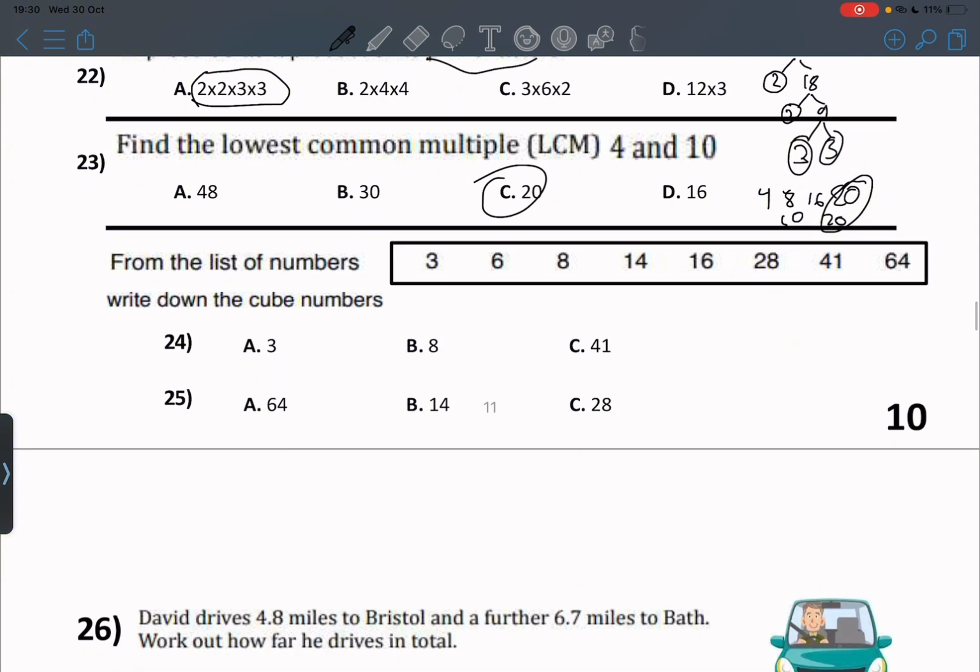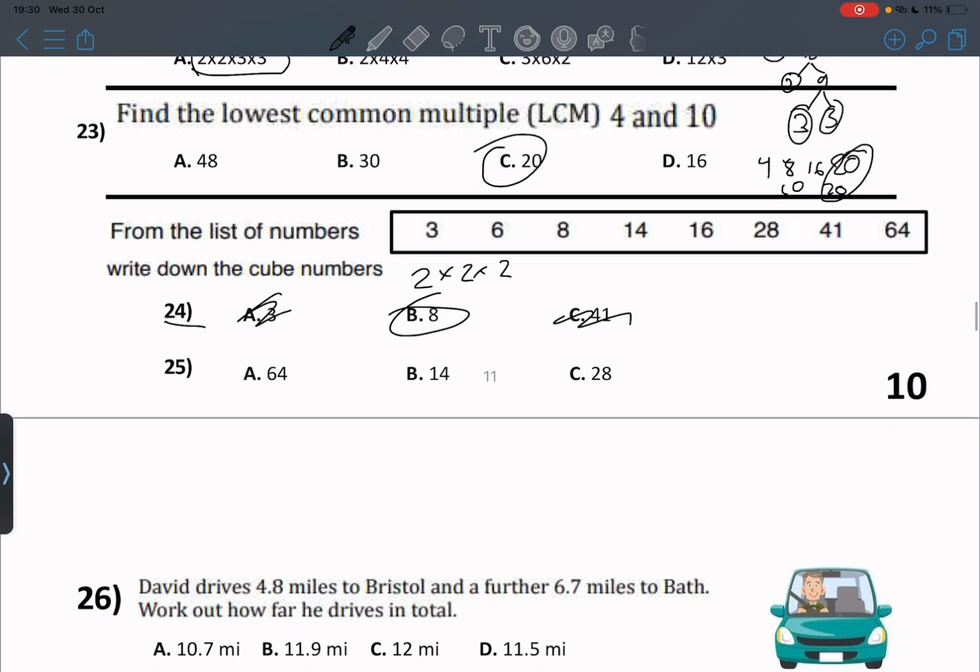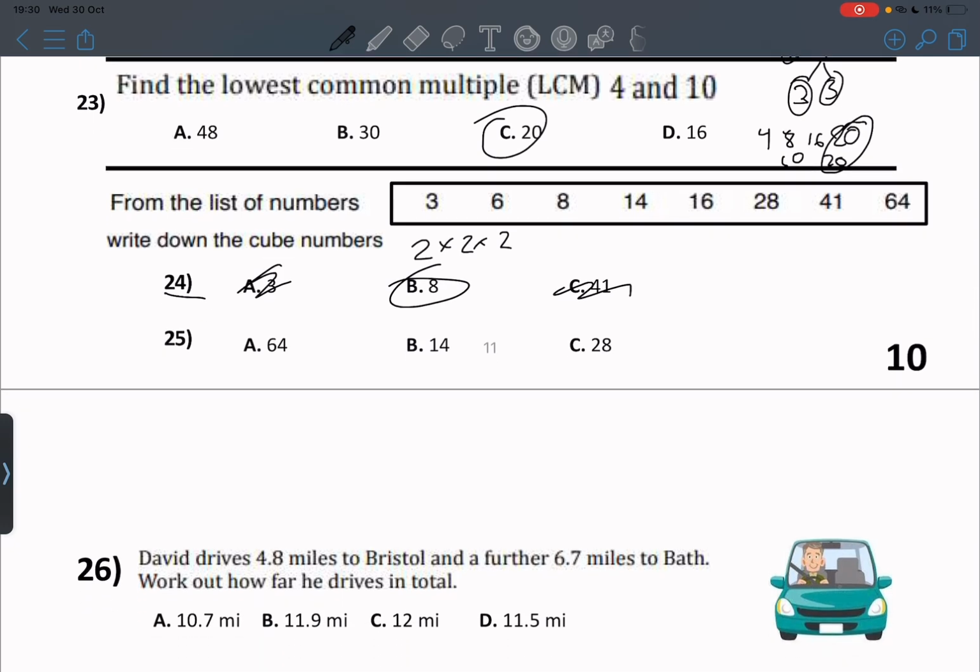Okay, from the list of numbers, write down the cube numbers now for question 24. So 3 is not a cube number, neither is 8. Actually, 8 is a cube number. So 2 times 2 times 2 is 8, okay? 41 is not a cube number. Question 25. Again, more cube numbers, so 64 is a cube number. It will be 4 times 4 times 4. So option A again.